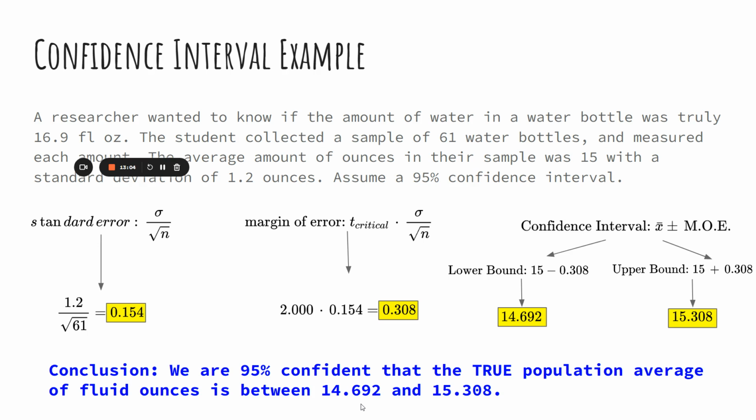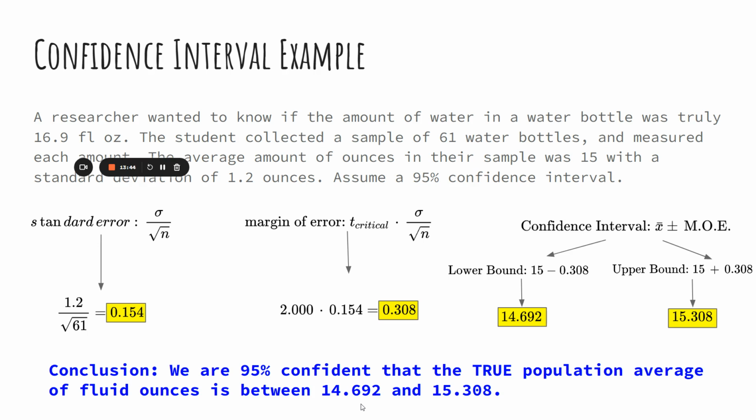The conclusion is we are 95% confident that the true, and again, focus on the word true, population average is between 14.692 and 15.308. So the statement is we are making a 95% confidence interval, so we are 95% confident that the actual or true population average is between 14.692 and 15.308 because that's what our math told us. There's two different questions they're going to ask you with this. One, construct the interval and write this sentence. So we did our math and we wrote our conclusion down there.